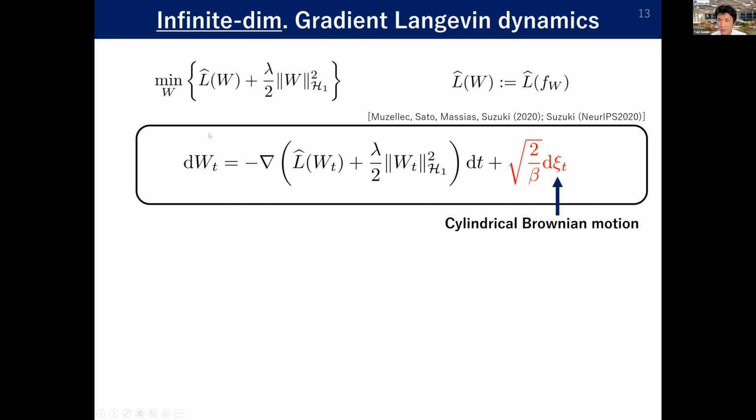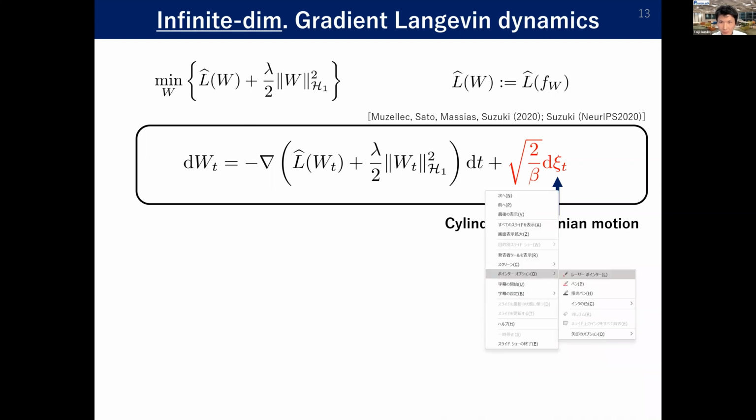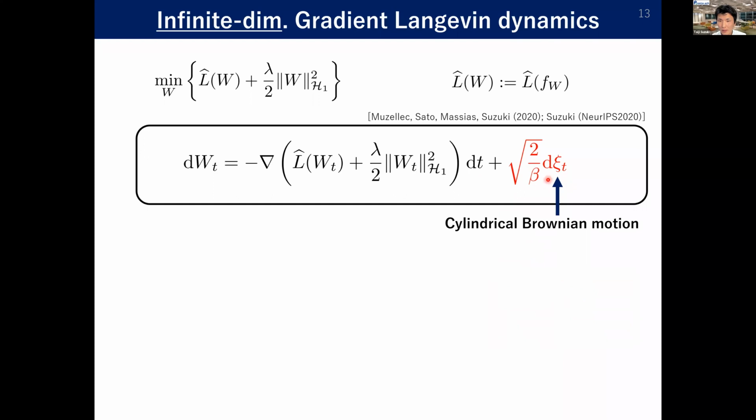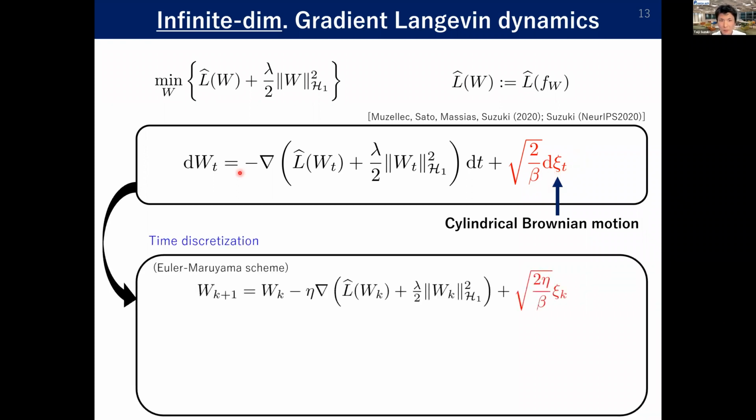To optimize that, we consider the stochastic gradient Langevin dynamics, which is defined by this stochastic differential equation. This is basically gradient descent if you stop here, but we add this Brownian motion term, which is the noisy part. The strength of the noisy part is controlled by the inverse temperature parameter beta. If beta is large, this noisy part is small. But this is a continuous time dynamics.